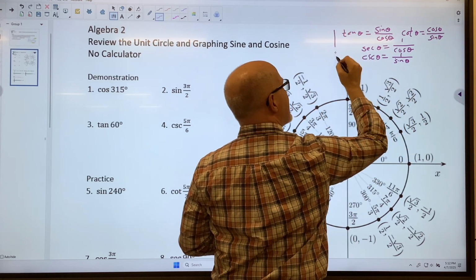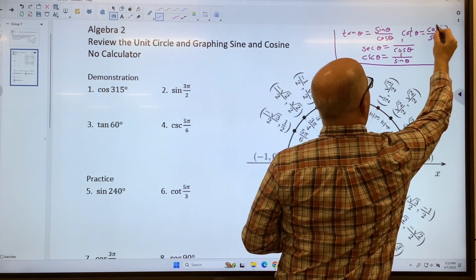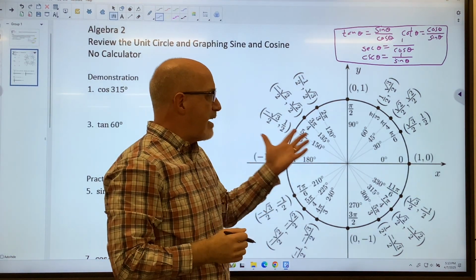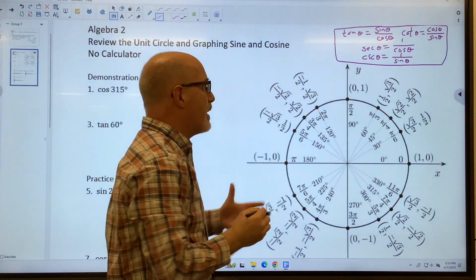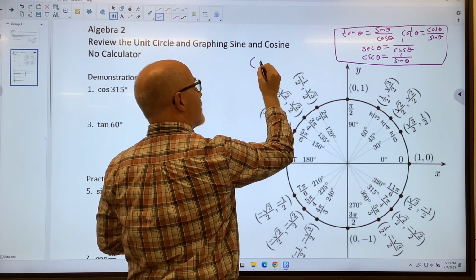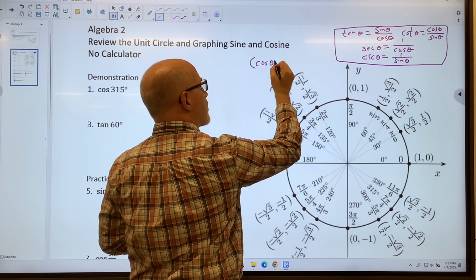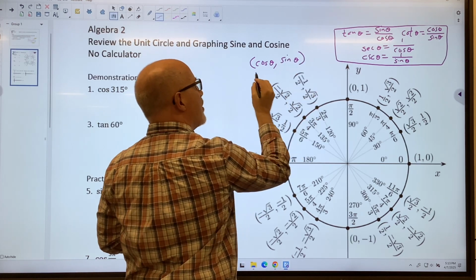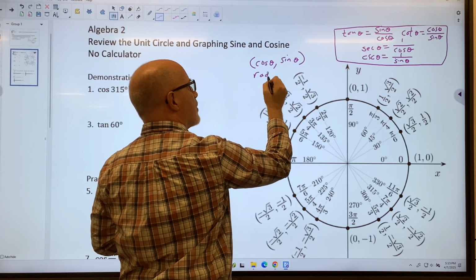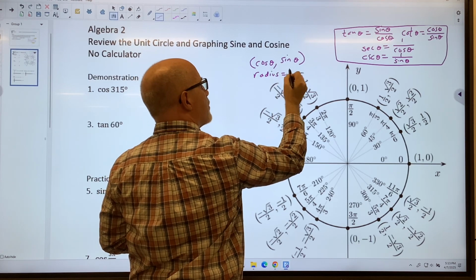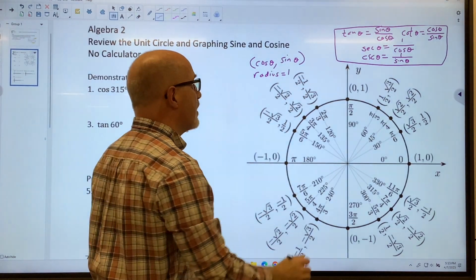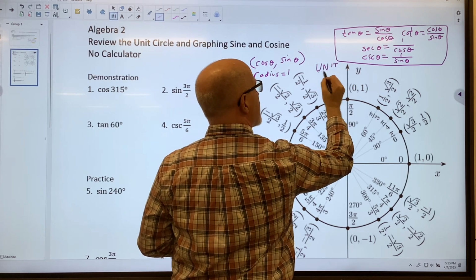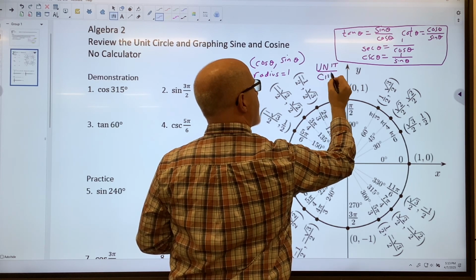So these identities are helpful for finding values, because if we have this unit circle, we know that the first value in the unit circle is cosine, and the second value is sine when the radius of the circle equals 1. That's called a unit circle.